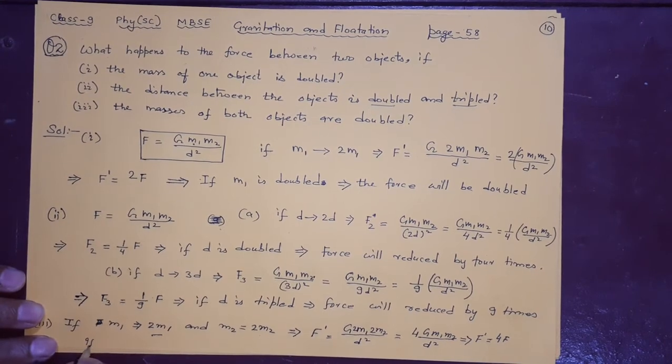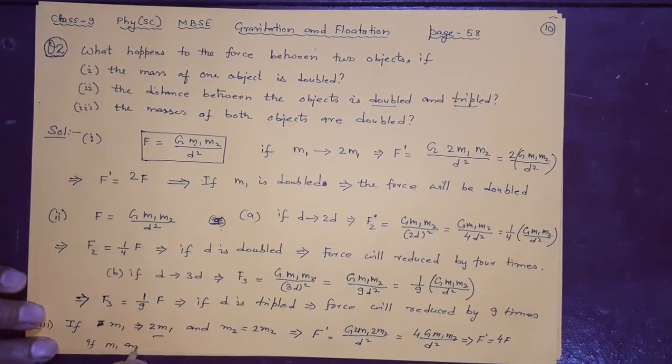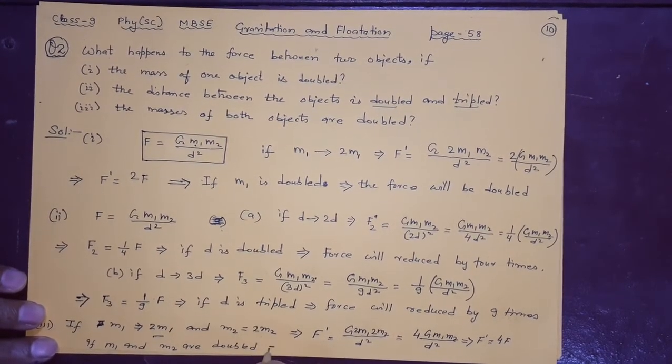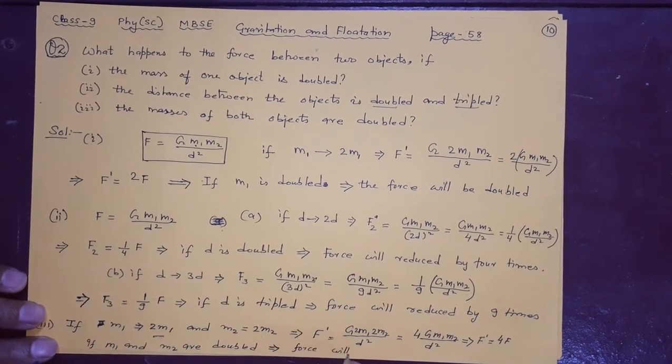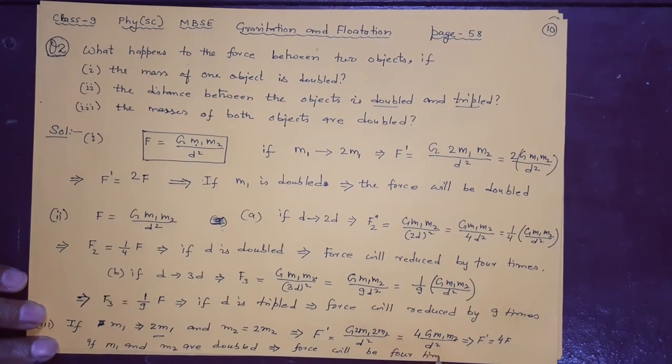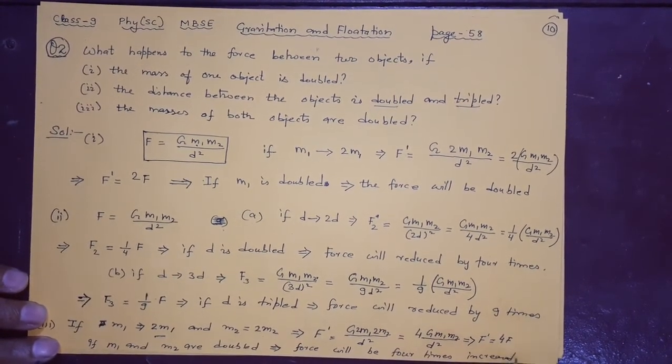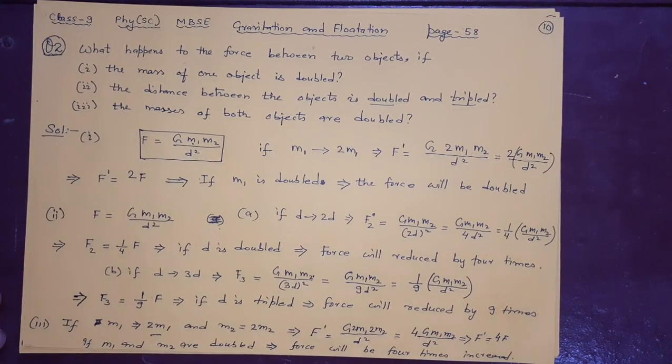So, if m1 and m2 are doubled, this implies force will be 4 times increased, or increases. Okay. So, this is the question number 2 solved.